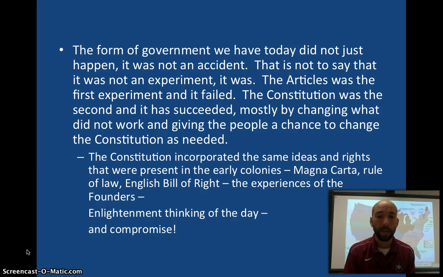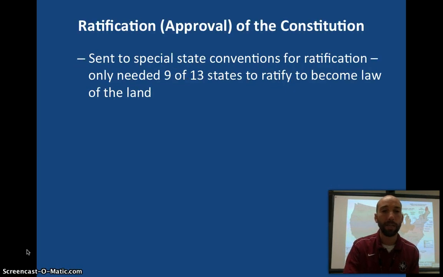That's really important. The Constitution incorporated the same ideas and rights that were present in the early colonies: Magna Carta, rule of law, English Bill of Rights, and the experiences of the founders. This was the Enlightenment thinking of the day, and it involved compromise. So this is an amazing document which really solves a lot of our problems and helps us today as well. And we still have those same rights and still have those same beliefs.